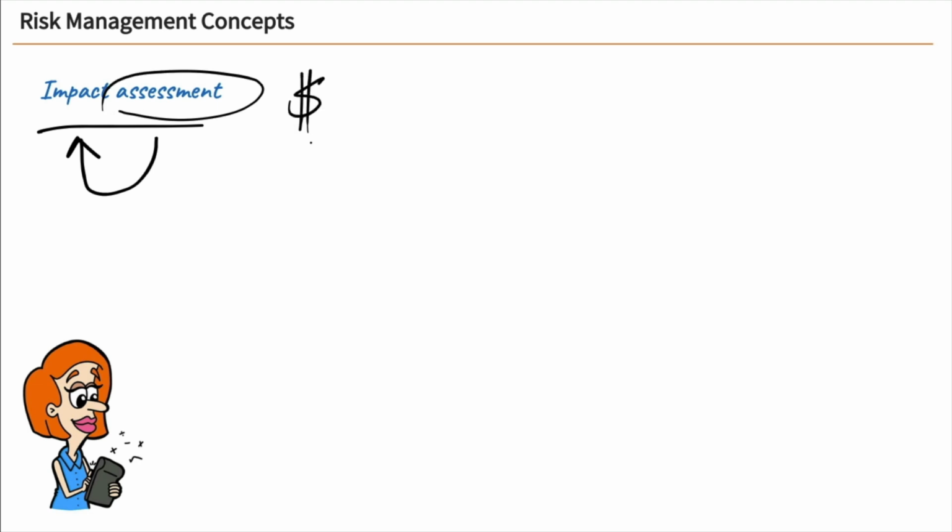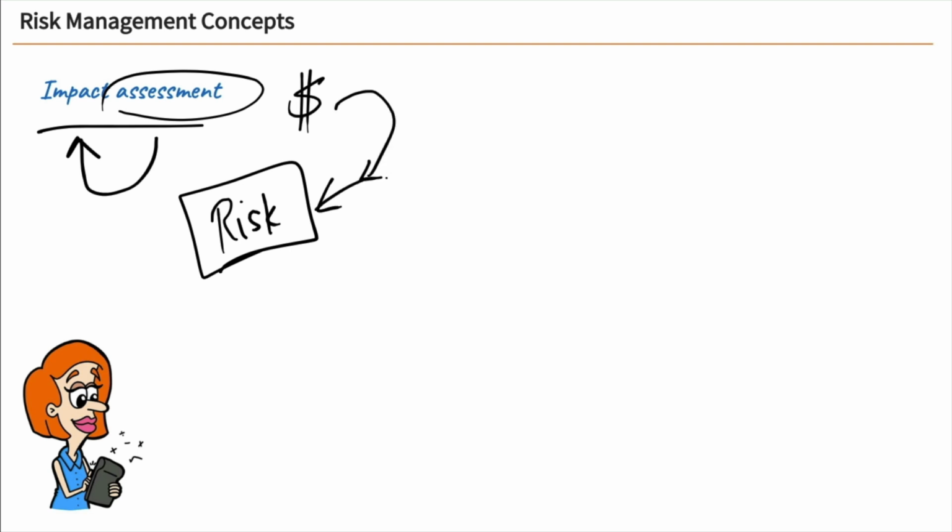So if we have a risk and that risk is realized, so it is carried out, if it's a vulnerability that's exploited, whatever it might be, then we can assign a dollar amount to it. So then we can get an idea of what type of impact this risk is going to have on our organization.